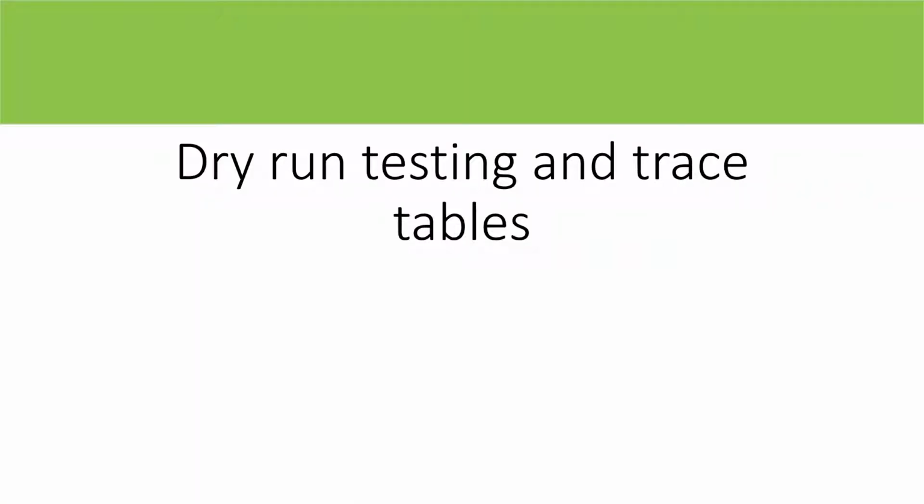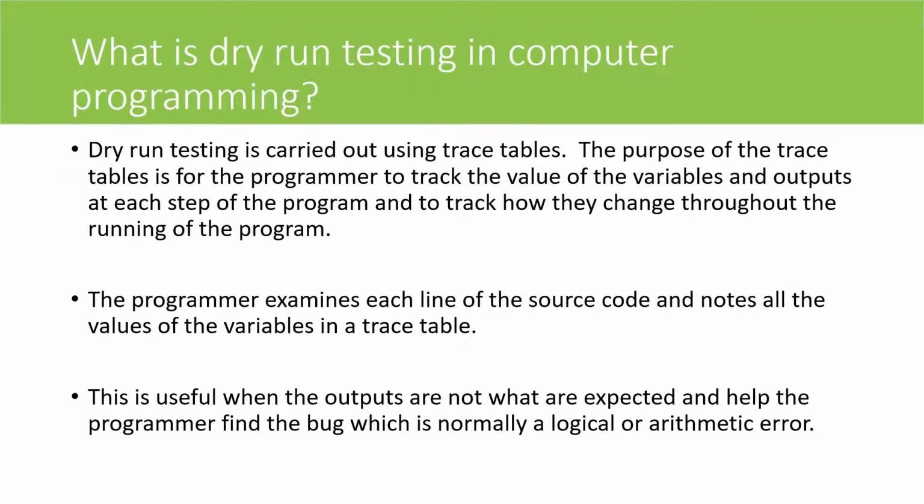In this presentation, we're going to run through a demonstration of dry run testing using trace tables. So dry run testing is carried out using trace tables. The purpose of trace tables is for the programmer basically to track the value of variables and outputs at each step of the program and to track how they change throughout the running of the program.